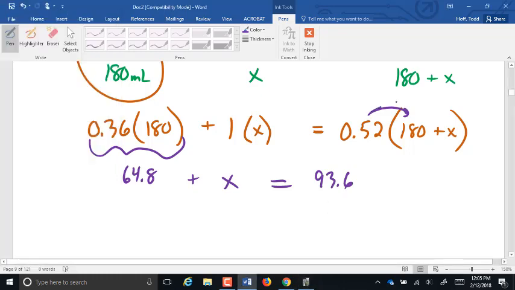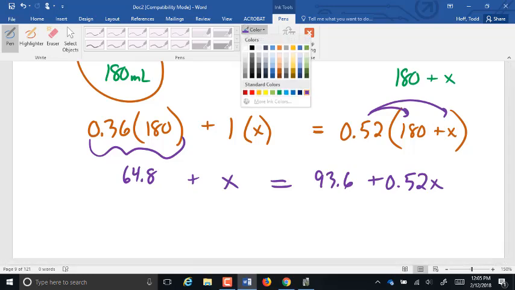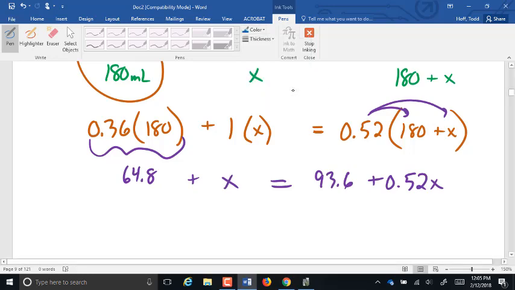92.6 works. 0.52 times x is plus 0.52x. Now there's nothing more I can combine on the right side. So the second thing we have to look for is the variable on just one side. And in this case, it is not. There's a variable on each side. So we have to get rid of one of them. The smaller one is the 0.52. So it's positive. We're going to subtract the 0.52x. That leaves us with just the 93.6 on the right side.